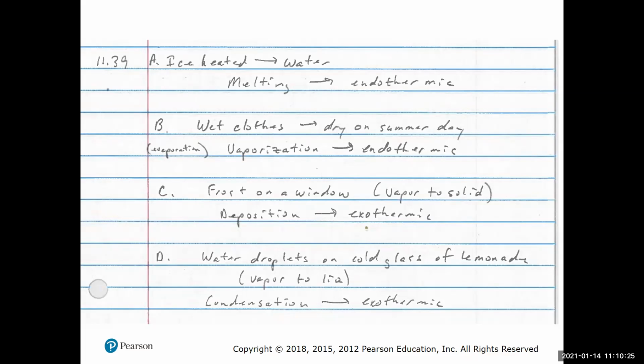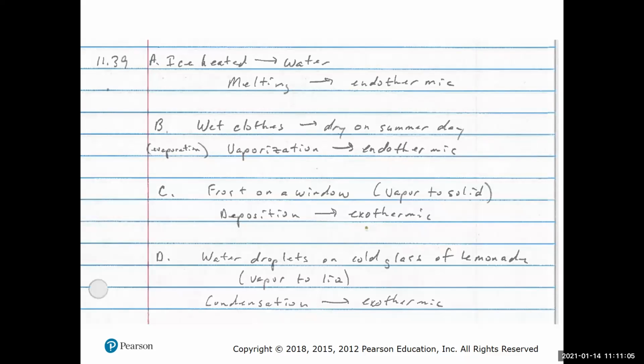The next one, frost on a window. When you wake up in the morning, you have to scrape your car windows. Where did that come from? Well, it was moisture, water in the air. It deposits there, so it goes from vapor phase to solid. Is that endothermic or exothermic? Excellent, exo, heat's coming out. If it was endothermic, we'd be scraping our windows all day long, because the heat would have to go in.